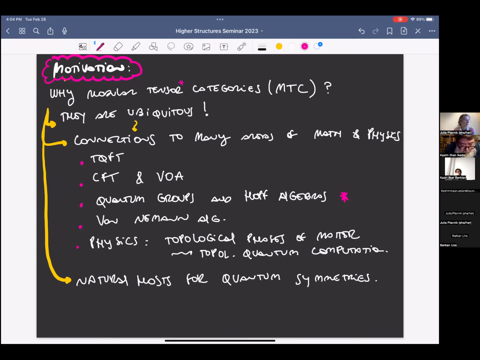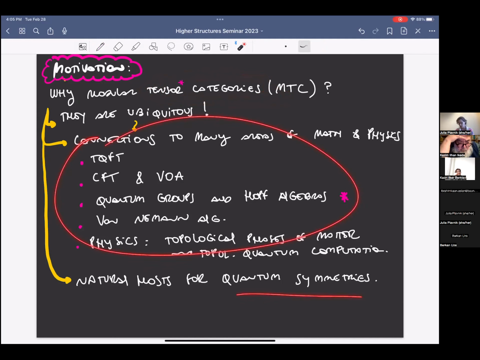And the other thing is that in some sense, you can think about these modular categories, or more generally about tensor categories, as natural hosts for quantum symmetries. In the classical world, when we study symmetries, we think of groups. But when we study quantum objects, the symmetries of these objects are no longer described sometimes by groups. Sometimes groups are not enough. And tensor categories are the correct language, more like a unifying language between different things, and in particular for quantum symmetries.